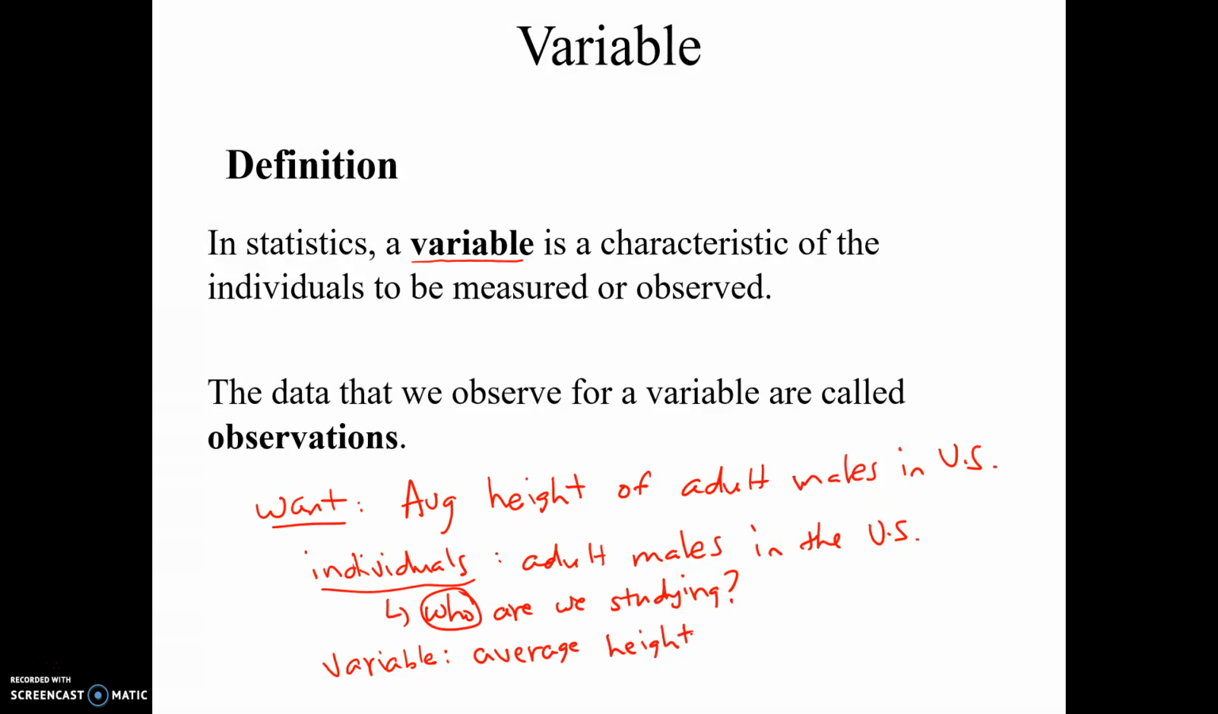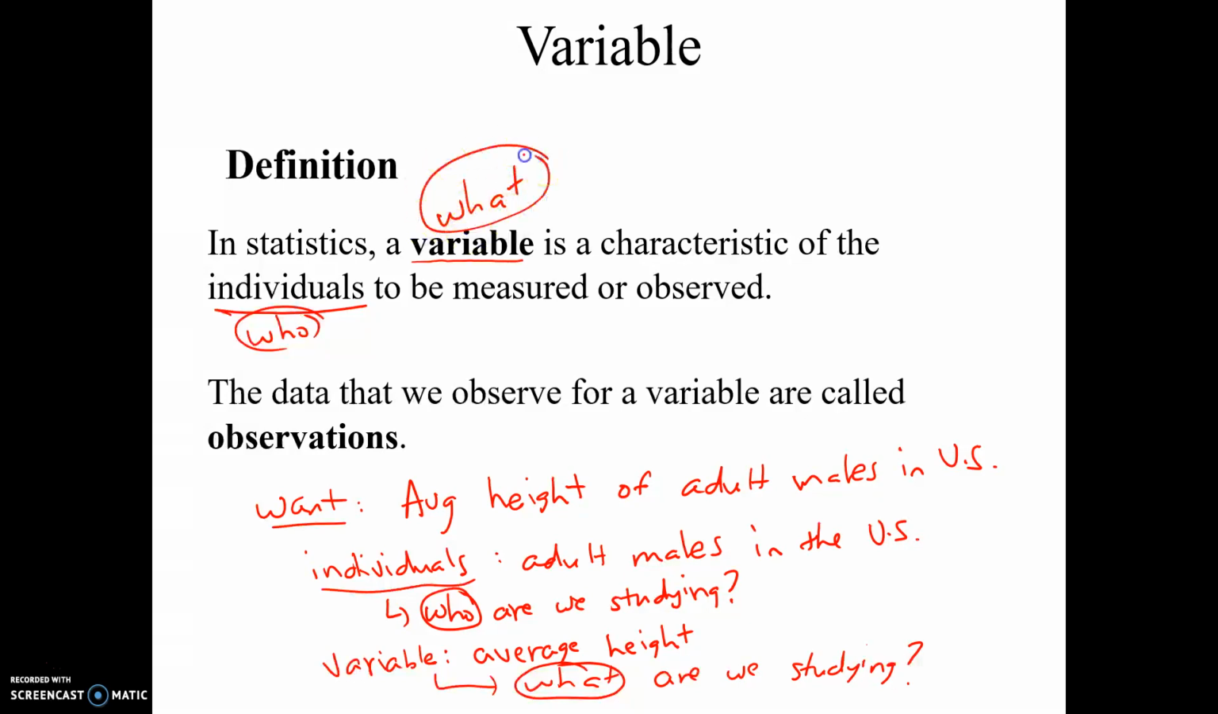That's a variable. So the variable is what are we studying? Individuals are who are we studying? And the variable is what are we studying? Okay, so keep that in mind. Individuals, who are we studying? And the variable is what are we interested in studying? And the data we observe for a variable, these are called the observations.